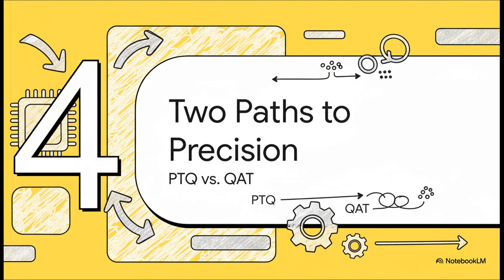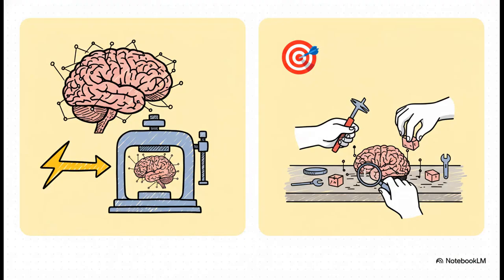We've got post-training quantization, let's call it PTQ, and quantization-aware training, or QAT. Think of it this way. PTQ, on the left, is like taking a finished painting and then trying to shrink it down. It's fast, it's easy, you just do it. But you might lose some important details in the process.